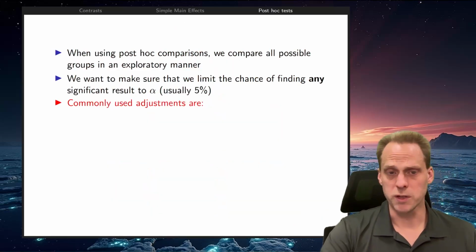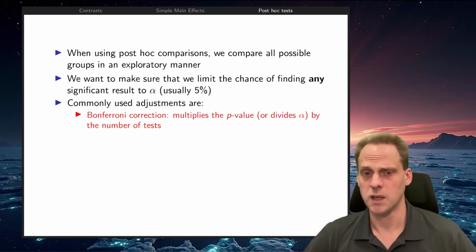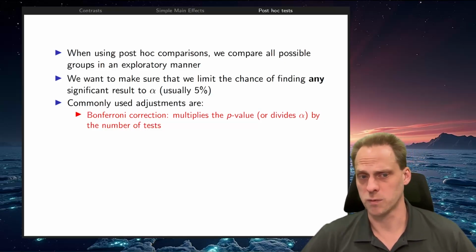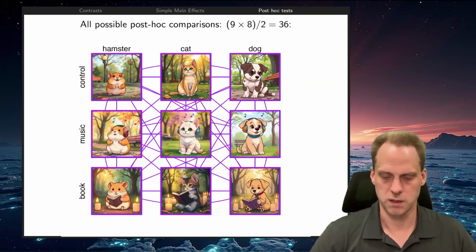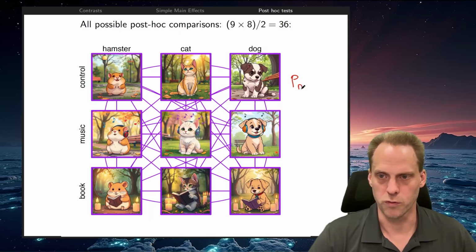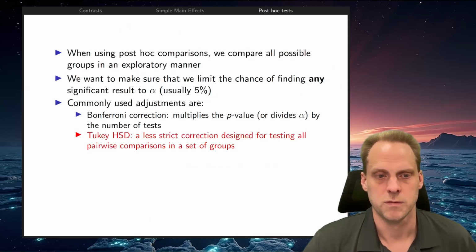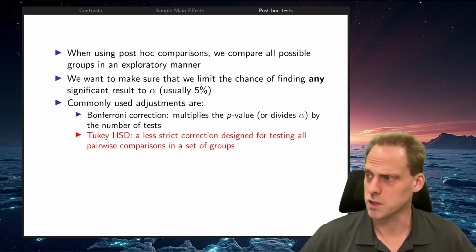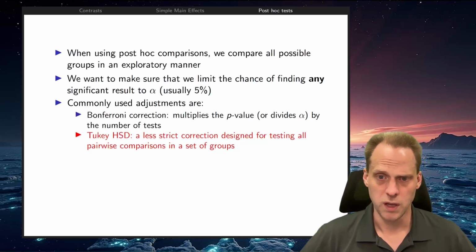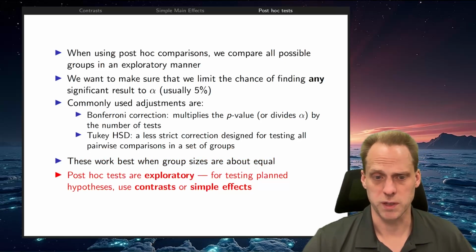Right. So there are some commonly used adjustments that we can do. The most common one is the Bonferroni correction, and it simply multiplies the p-value by the number of tests. In this case, the p-value is multiplied by 36, right? P bonf equals p times 36. Now that makes it much harder to be below 0.05. The Tukey HSD is a bit less strict, and that's more commonly used. I'm not going to explain in detail how it works, but it still increases the p-value by a substantial amount. These work best when group sizes are about equal.